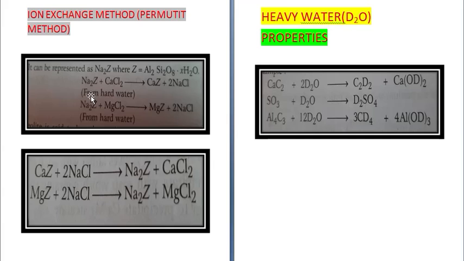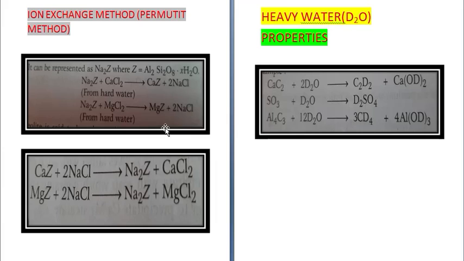This combines with calcium chloride and it gives you CaZ plus 2NaCl. Similarly, it will combine with magnesium chloride. It will give you MgZ, that means MgAl2Si2O8.xH2O, plus 2NaCl. We've used the term Z to make the equation look easier.